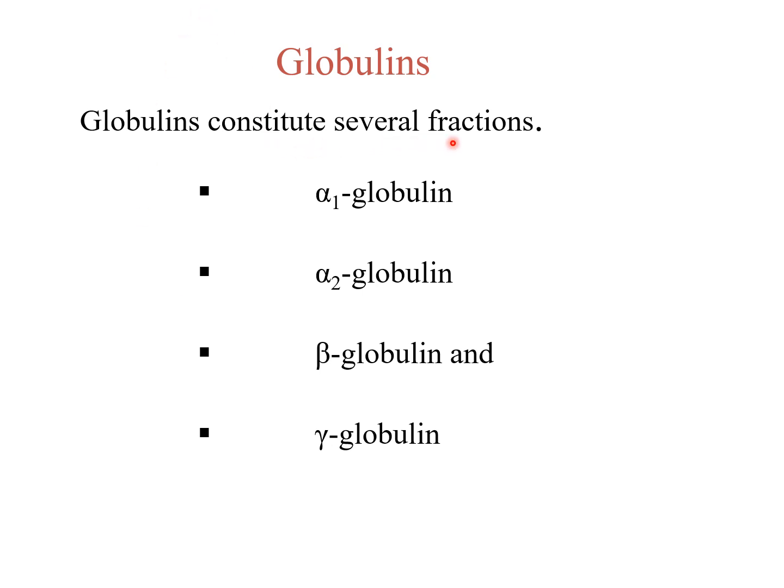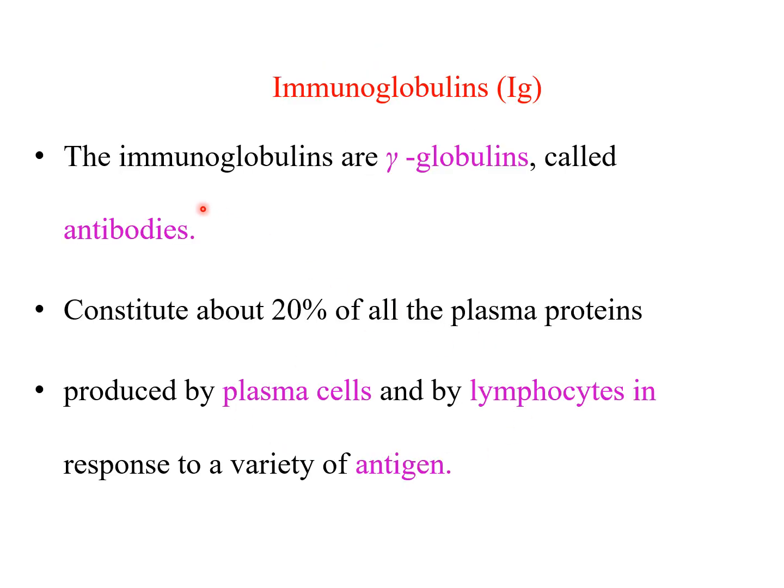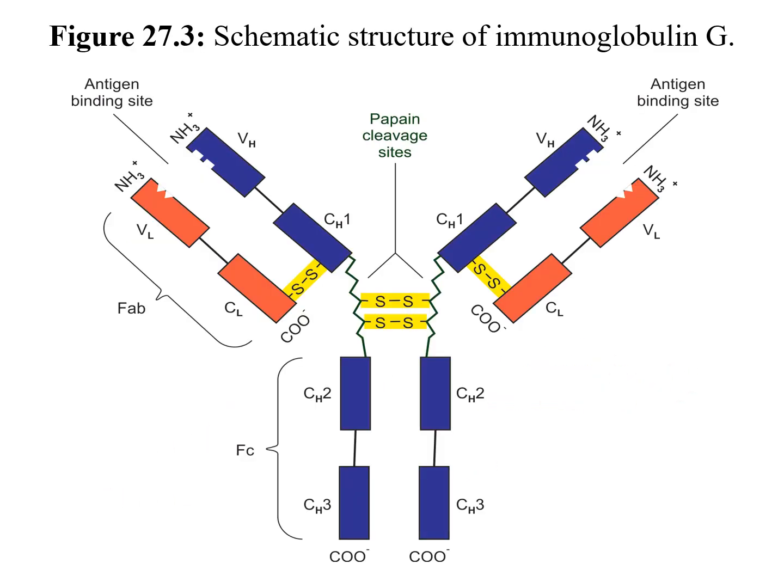Globulins have several functions. Many fractions of globulins are alpha 1 globulin, alpha 2 globulin, beta globulin, and gamma globulins. Immunoglobulins are gamma globulins, also called antibodies. They constitute about 20% of all the plasma protein, produced by plasma cells and by the lymphocytes in response to a variety of antigens.